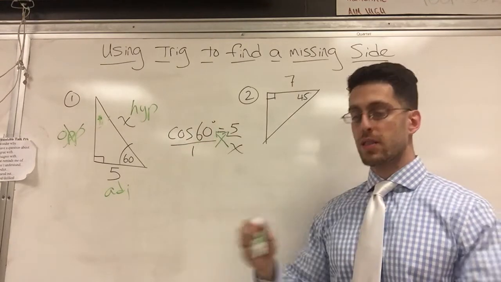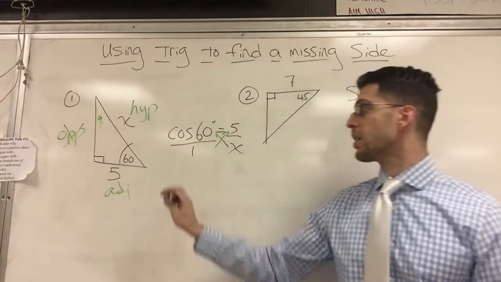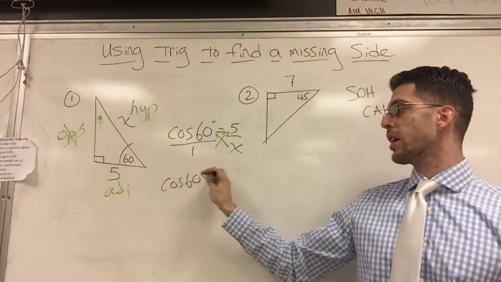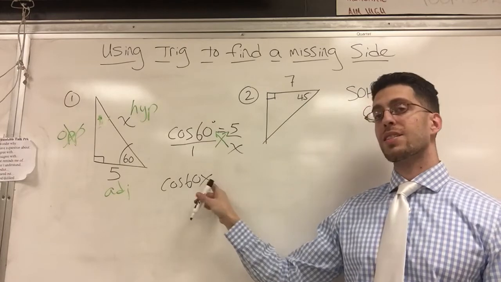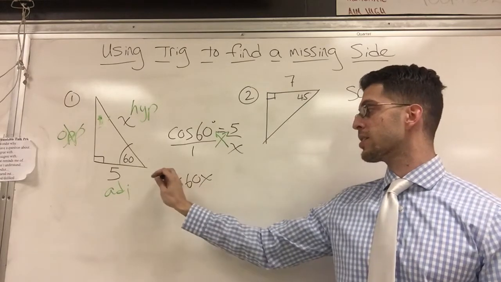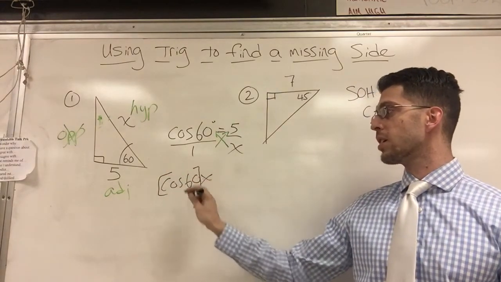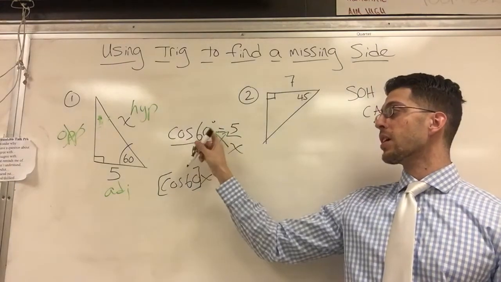I'll go this way first and then this way. X times cosine 60. Some rookies think that it's cosine 60x. If you write it like this, it's confusing because it looks like it's 60 times x, and it's not. It's the cosine of 60 times x. The entire thing times x.